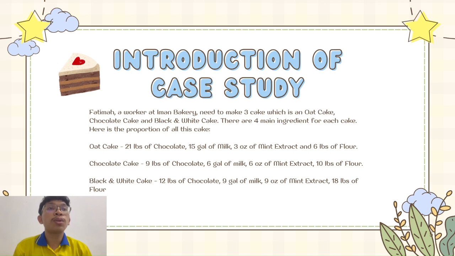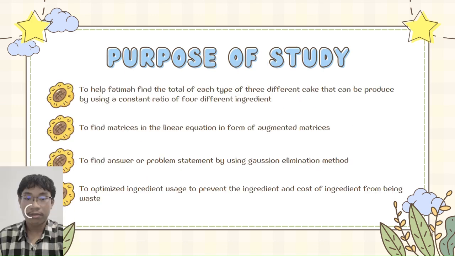The first one is oat cake, for which she needs to use 21 pounds of chocolate, 15 gallons of milk, 3 doses of milk extract, and 6 pounds of flour. For the second one, which is chocolate cake, she will need to use 9 pounds of chocolate, 6 gallons of milk, 6 doses of milk extract, and 12 pounds of flour.